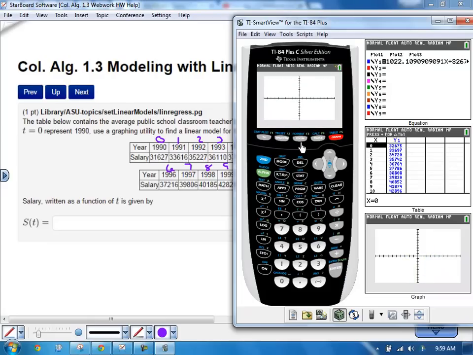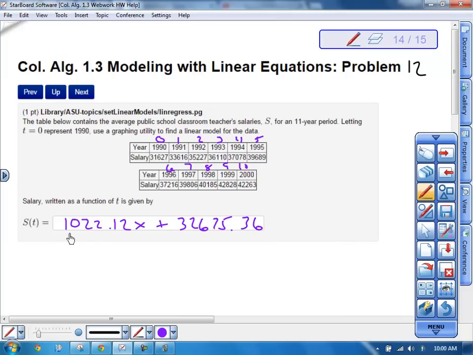Now I'm going to have to go to zoom fit probably, because obviously these numbers are pretty big. So I'll go to zoom 0, which is zoom fit. And it should give us a good look at what this line looks like. Now we've got an equation and a graph. All they asked for is the equation here though, which was y equals 1022.12x plus 32,675.36 for me. You're going to want to use t as well, obviously. You guys are going to have a different one probably.